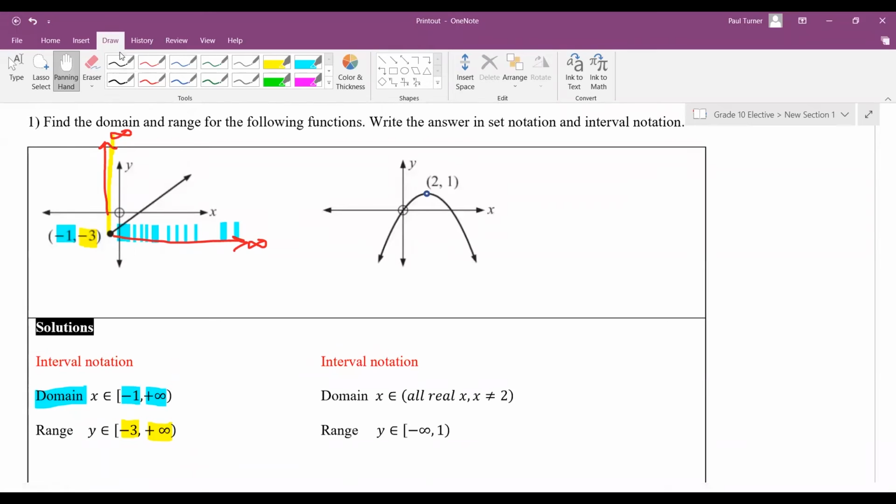Now, if you notice here, we've got a square bracket. You see that square bracket? That means you include this number.